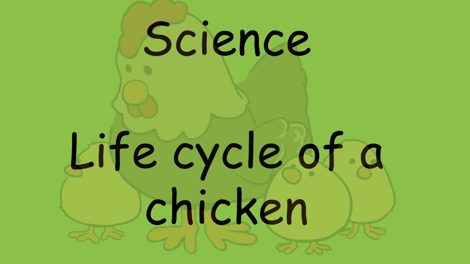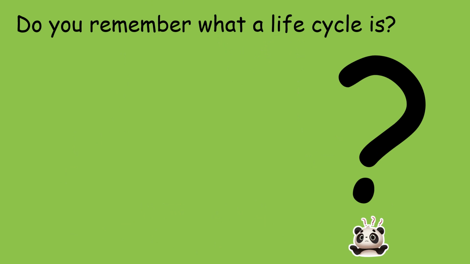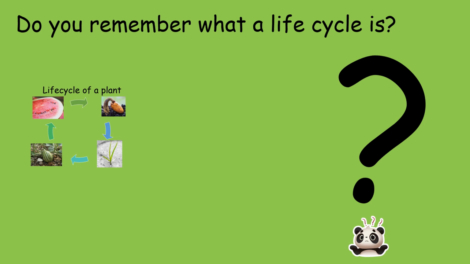Today we're learning about the life cycle of a chicken. Hopefully you remember what a life cycle is. We have learnt about the life cycle of a watermelon that starts with the seeds. The seeds germinate, grow into small plants, and then those plants get big enough to have their own fruit that then makes seeds, and the cycle goes around.